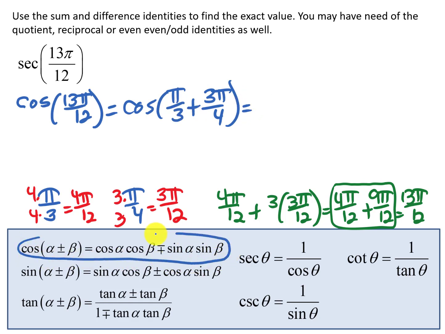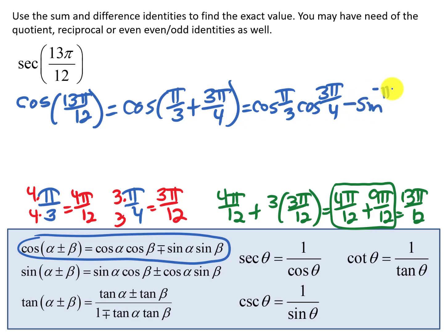Here it is, and it's going to be cosine of the first angle, cosine of the second angle. The way I keep the sign straight: when the trig functions match, the sign between them doesn't. So then this will be sine of the first angle, sine of the second angle.